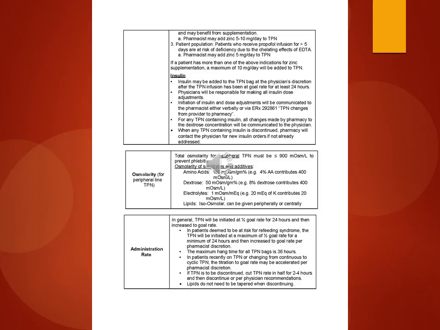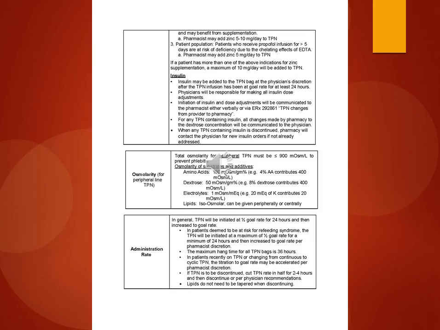Osmolarity. For peripheral line, total osmolarity for peripheral TPN must be under 900 mOsm per liter to prevent phlebitis. Osmolarity of substrates and additives. Amino acids, 100 mOsm/gm%, e.g., 4% AA contributes 400 mOsm per liter. Dextrose, 50 mOsm/gm%, e.g., 8% dextrose contributes 400 mOsm per liter. Electrolytes, 1 mOsm/mEq, e.g., 20 mEq of K contributes 20 mOsm per liter. Lipids, isoosmolar, can be given peripherally or centrally.